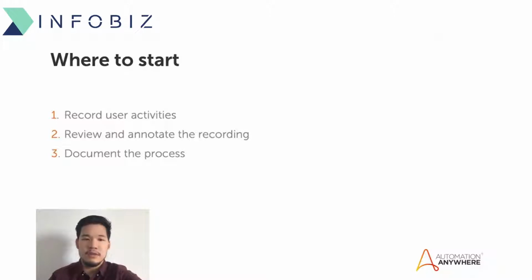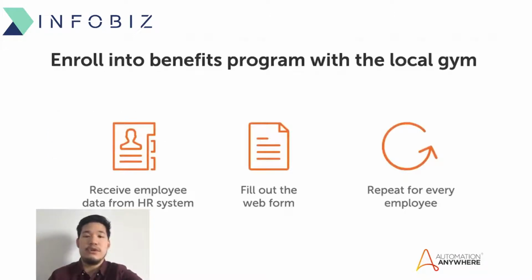But before I begin to show you any of this, I want to preface with a hypothetical DiscoveryBot use case. So picture that you want to kick off automation in your HR team with some simple but manual task. And this task involves enrolling employees into a benefit program with a local gym. But since the membership database used by the gym isn't integrated with your HR system, the team must receive info about employees and then manually fill out that info into a web form to enroll each employee.